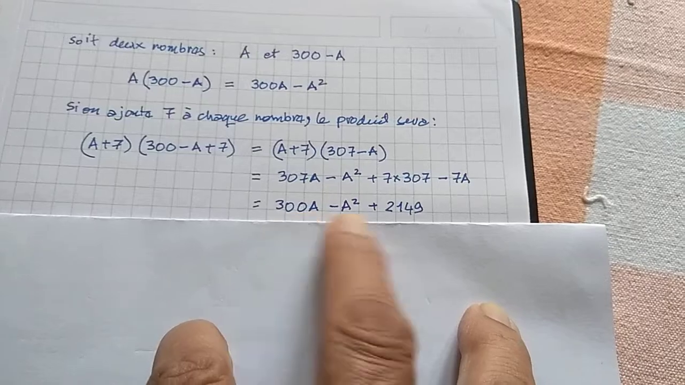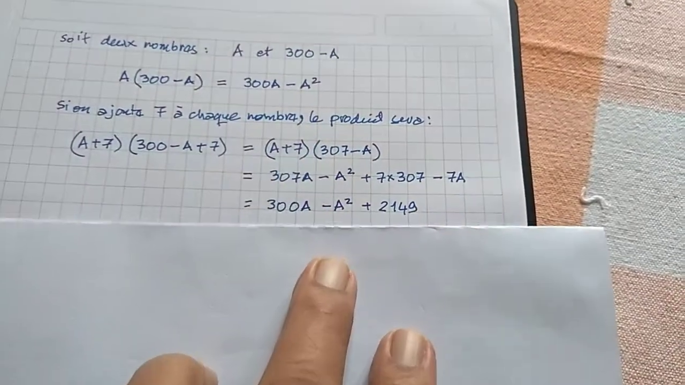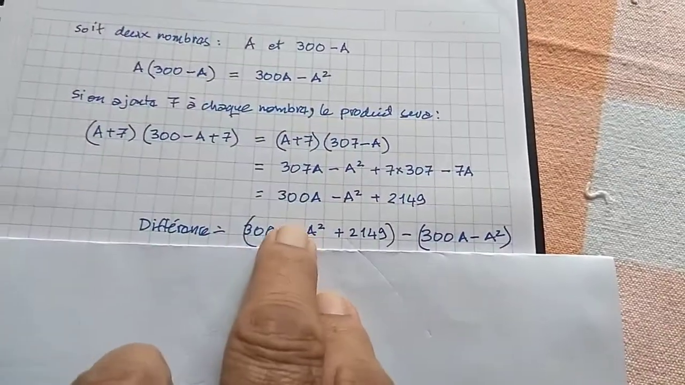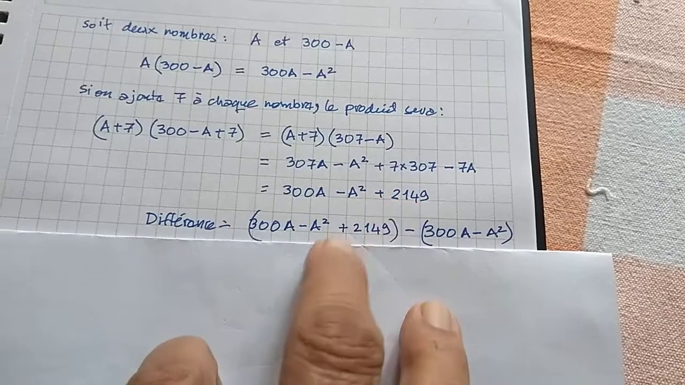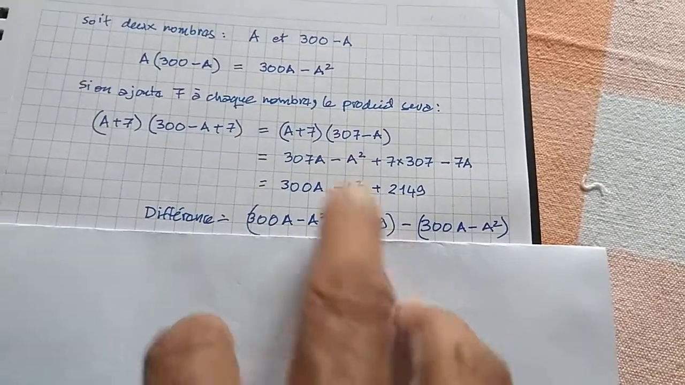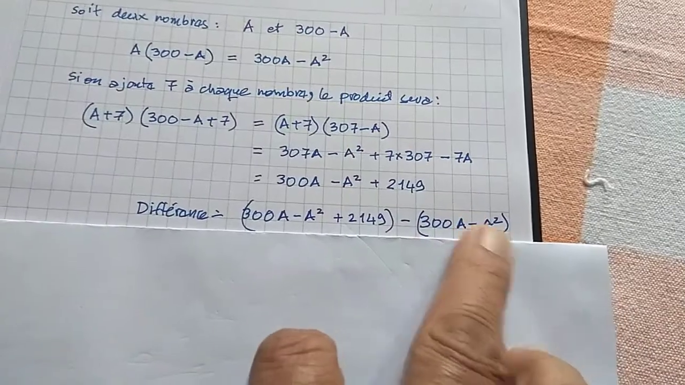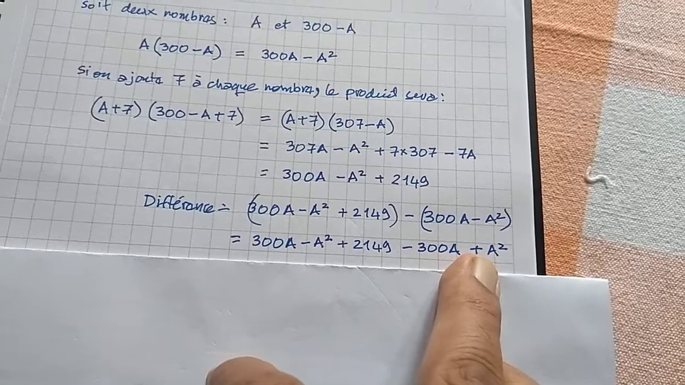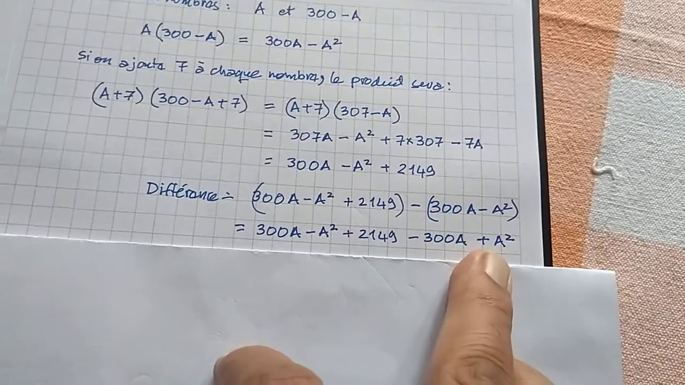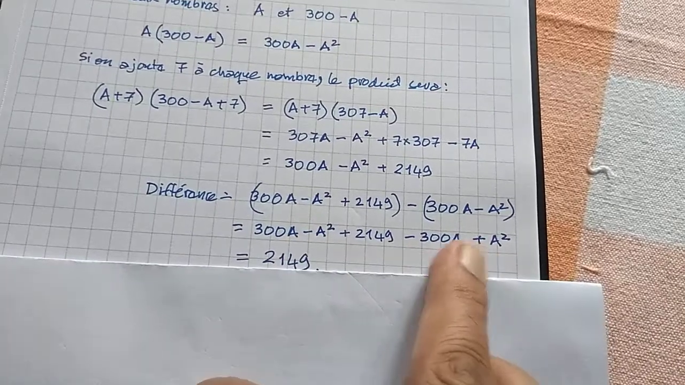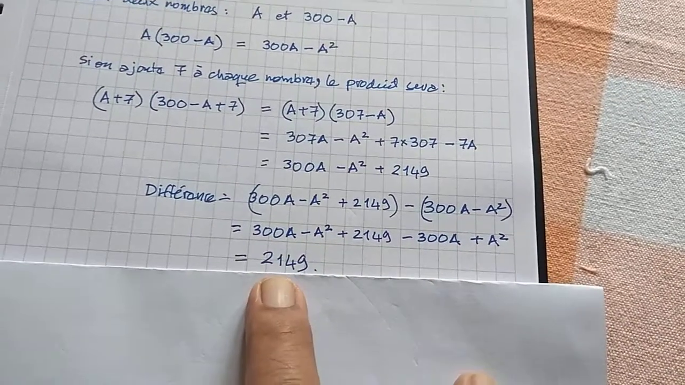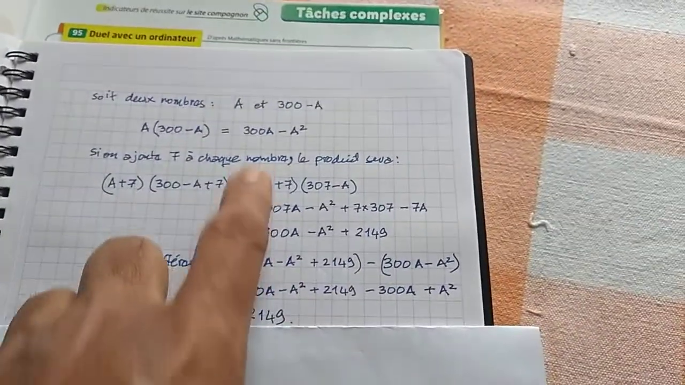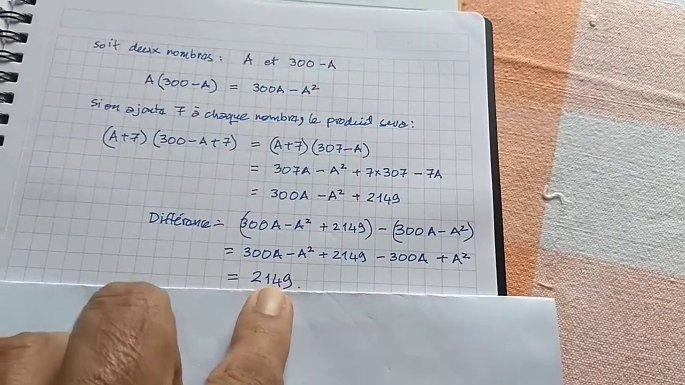Again, you see this 300A minus A square is the same as 300A minus A square. So the difference is this whole thing minus that: 300A moins A carré plus 2149 moins 300A moins A carré. If you open these brackets, this will become moins 300A, and minus minus becomes positive A carré. Moins A carré plus A carré will cancel out, 300A minus 300A will cancel out, and you will get 2149. So this is the standard way of doing it.